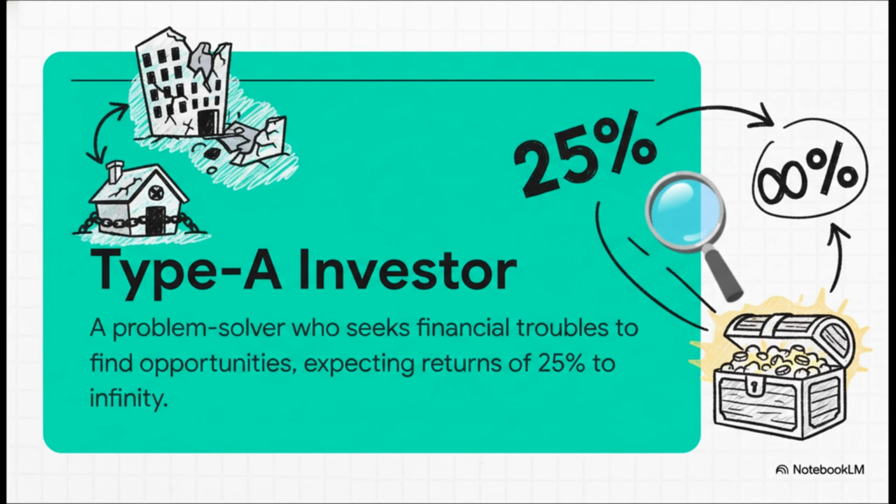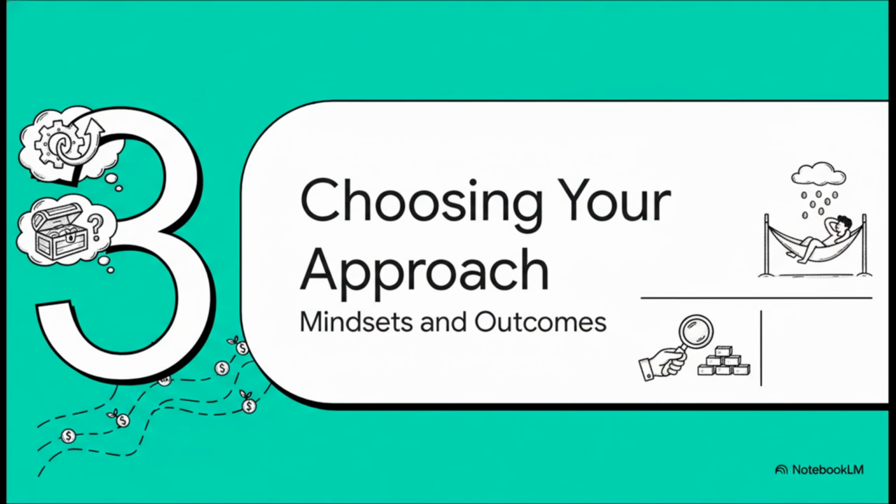And that brings us to the type A. See, this investor isn't asking, what should I buy? They're looking for messy situations, a business that's in bankruptcy, a property in foreclosure. And why? Because they know that buried inside those problems are incredible opportunities for massive returns. We're talking anywhere from 25% all the way to infinity. So you can see this isn't just about what you do, it's about a fundamentally different way of thinking. It's about your mindset.